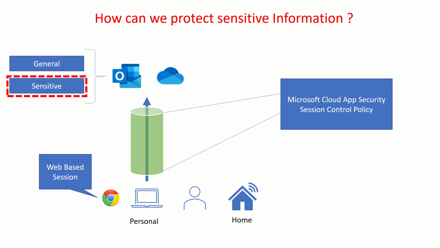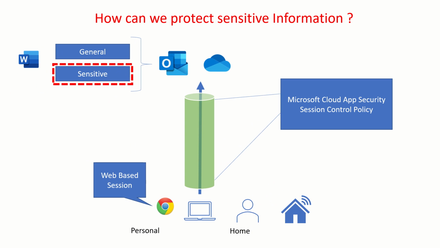Let's say as a user, I'm trying to download a Word document, and this document contains general information. In this case, this download should be allowed, right? Because I'm not downloading any sensitive information, and I am a kind of user who falls under the scope of those exception users, right? So since it is general information, I was allowed to download.